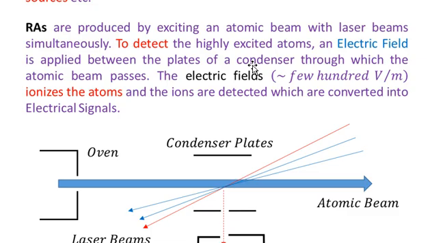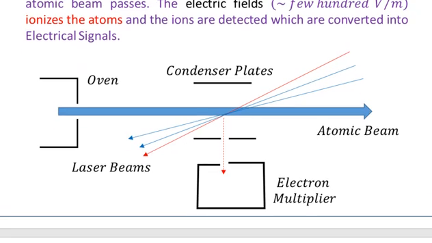So the condenser, which is used to achieve the ionization of the Rydberg atoms, should have very precise control over the electric field between the two plates. The electric fields, which are of the order of hundreds of volt per meter, ionize the atoms, and the ions are detected, which are converted into electrical signals. So let me show you the description of the experimental setup.